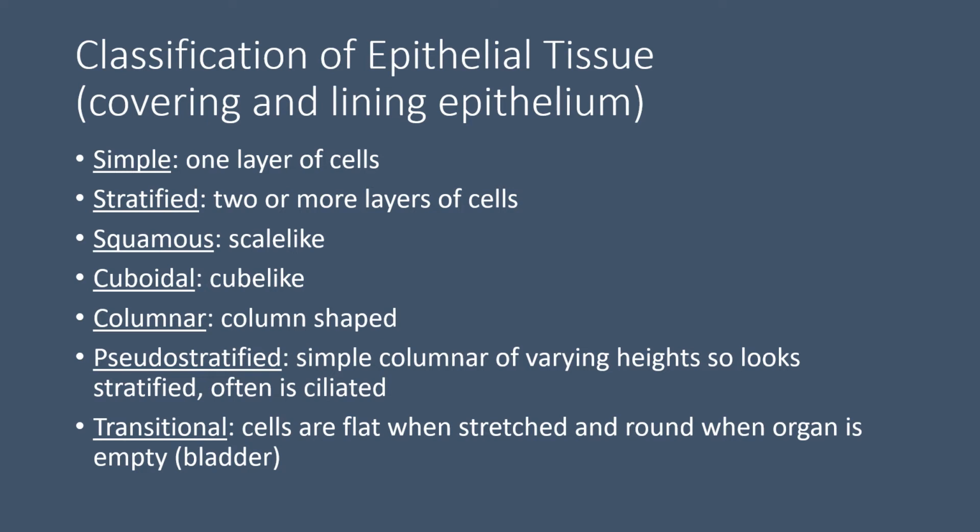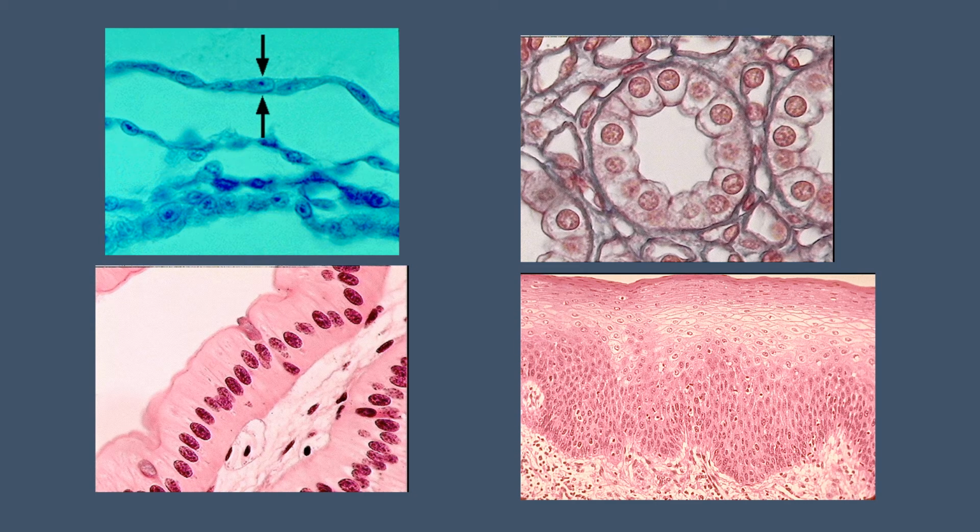So what you can do is put these wordings together. You can have simple squamous, which would be one layer of scale-like cells, or stratified squamous, which would be multi-layered scale-like, or simple cuboidal or stratified cuboidal, simple columnar, stratified columnar. So by the name you can determine how many layers it is and what it looks like. So these are examples of where you can see such as here the cuboidal cells, the squamous cells, the columnar cells over here.